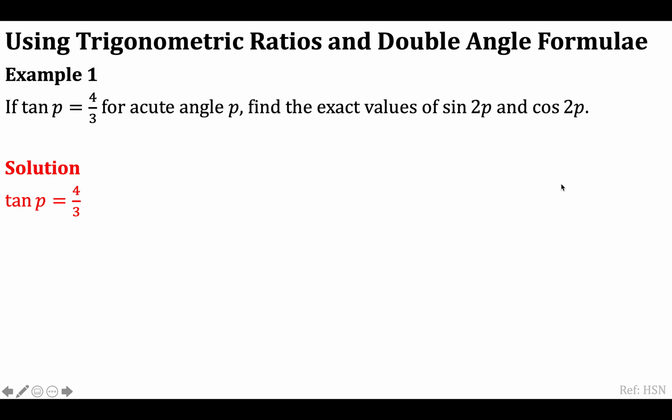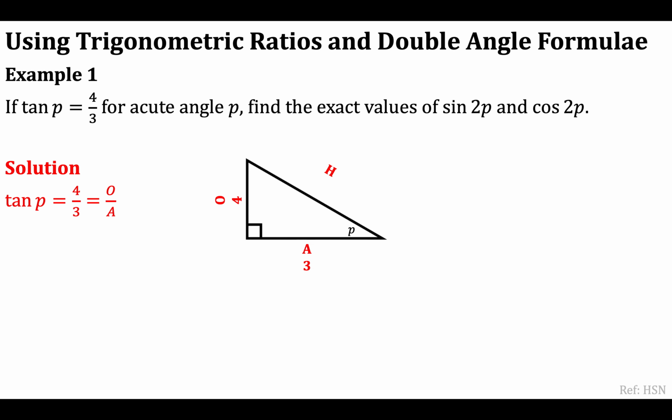Okay, so we need to use our double angle formula. So we start off knowing that tan of the acute angle P is equal to 4/3. We also know that the tangent of an angle is the opposite over the adjacent. So if we sketch our right angle triangle, you can see here that we've got our hypotenuse across from the right angle, our opposite across from the angle, which we know in this case to be 4, and the adjacent is next to the angle, and in this case we know that to be 3.